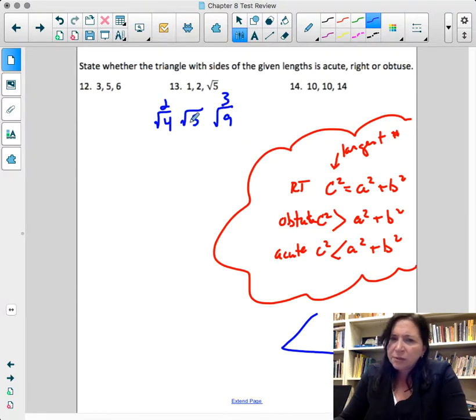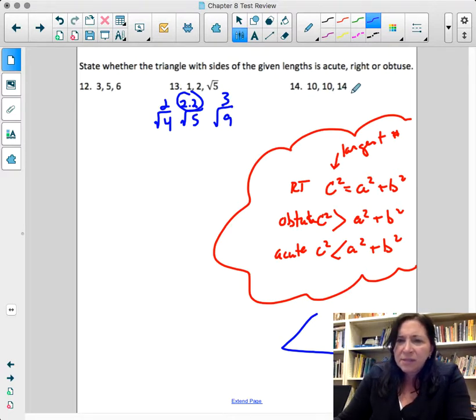Well, it's close to 4. So I'd say like 2.1 or 2.2, right? So is 1 plus 2, which is 3, bigger than this? Yes. So therefore, that would probably work. And then lastly, 10 plus 10 is 20. This is bigger than that.